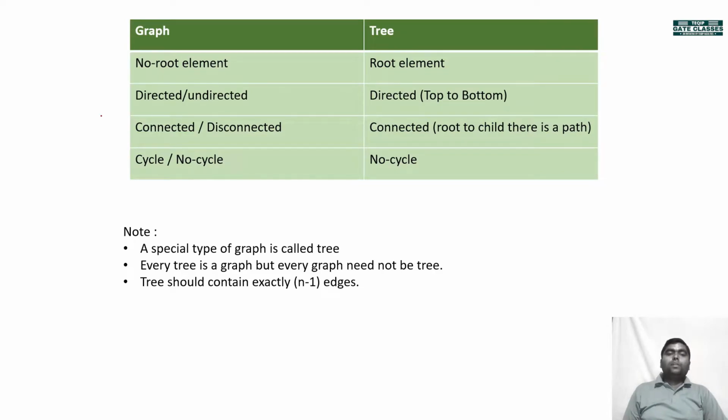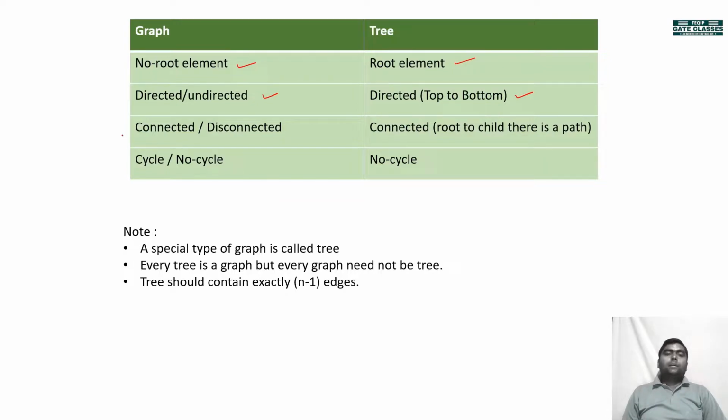So first of all, there are some basic differences between graph and tree. So what are those differences? First, in a graph there is no root element, meaning you can choose any element as the root. And in a tree, there is always a root element. So in a tree we have a specific root element, and a graph may be directed or undirected, totally depending on your choice. And a tree is always directed. So what is direction? Direction is from top to bottom. Always we are supposed to move from top to bottom.